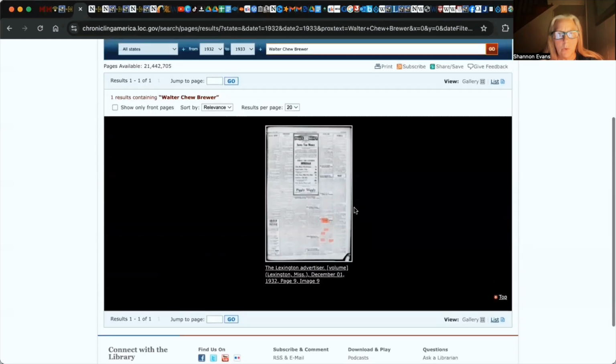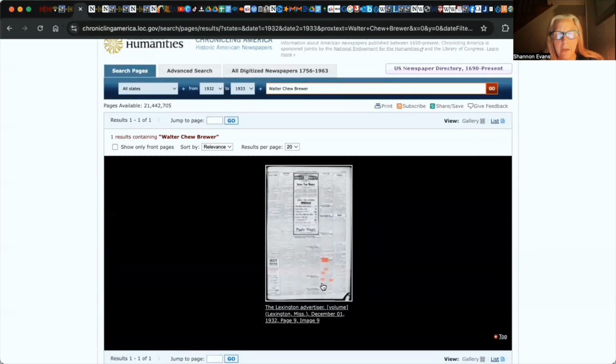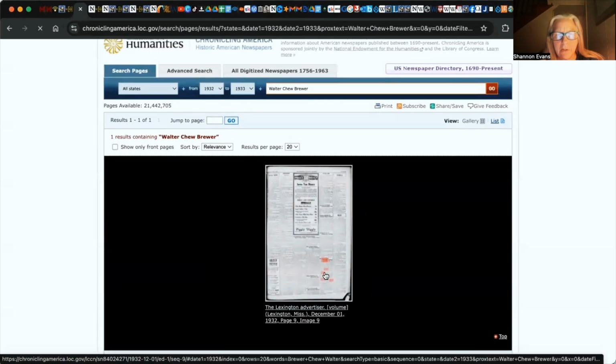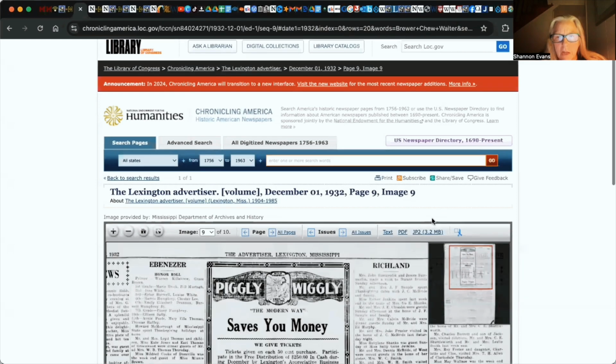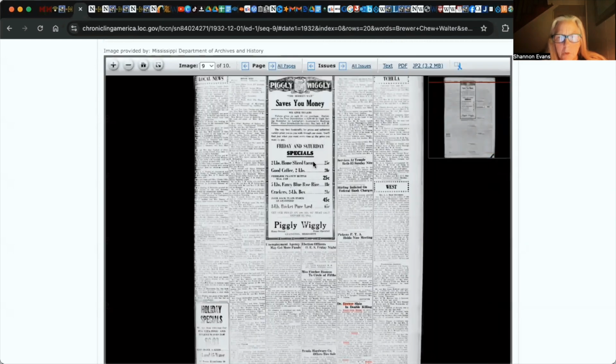Oh, look, what do we have here? That might be an advertisement. Let's look and see what this is. This is the Lexington Observer. What's the date? I'm going to pull it up.